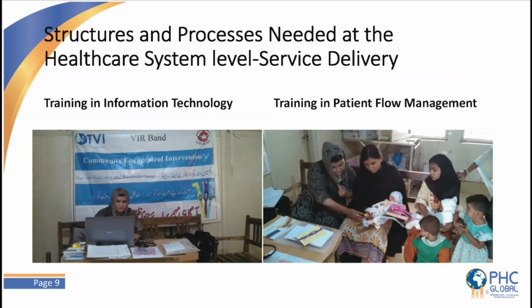On page 9, we detail the health workers' training in health information technology and digital entry of immunization records, which needs to be in place, not only to track the VIR band follow-up, but there's also a pressing need to modernize the vaccine registry system and to be done with the paper-based records. We also identified that frontline workers need to be trained in patient flow management.